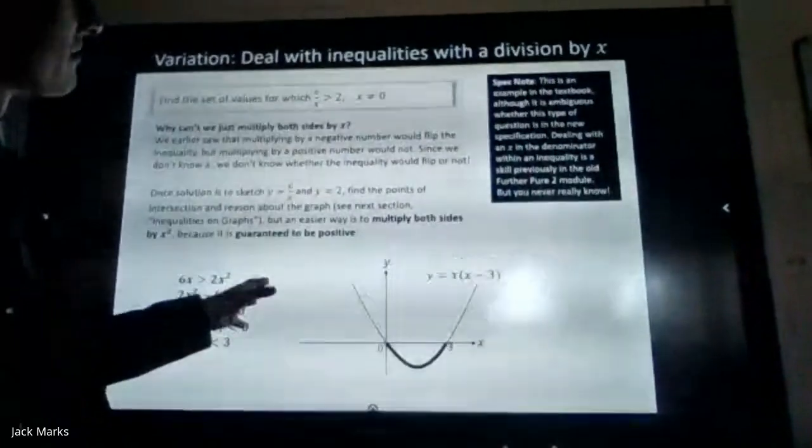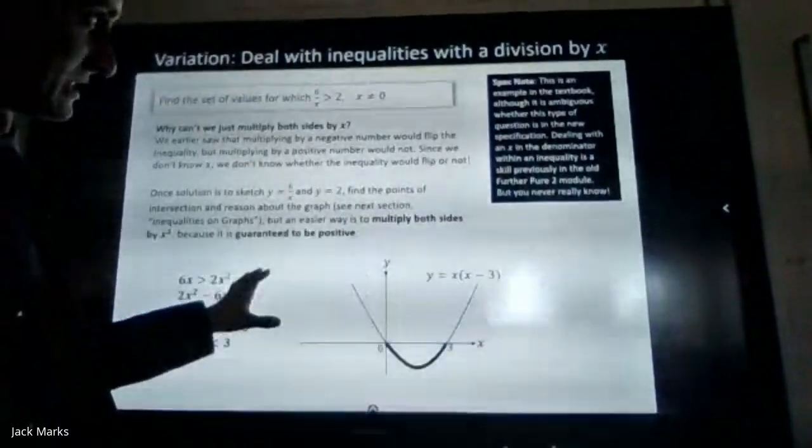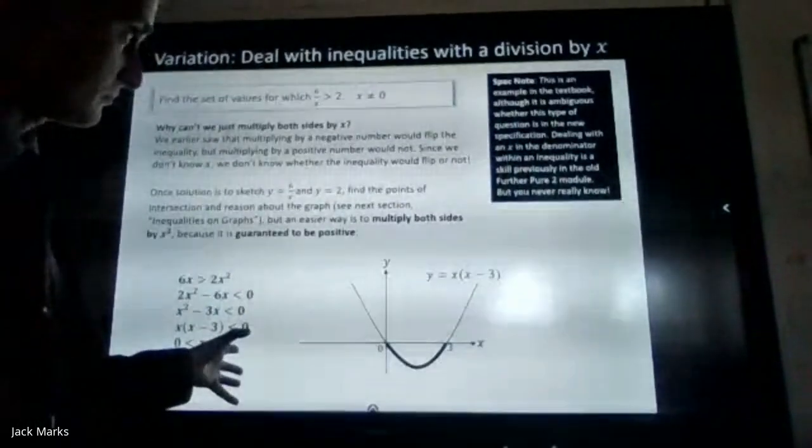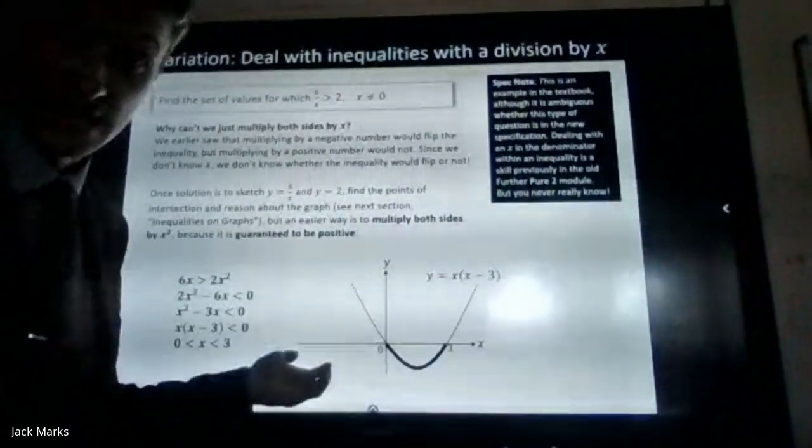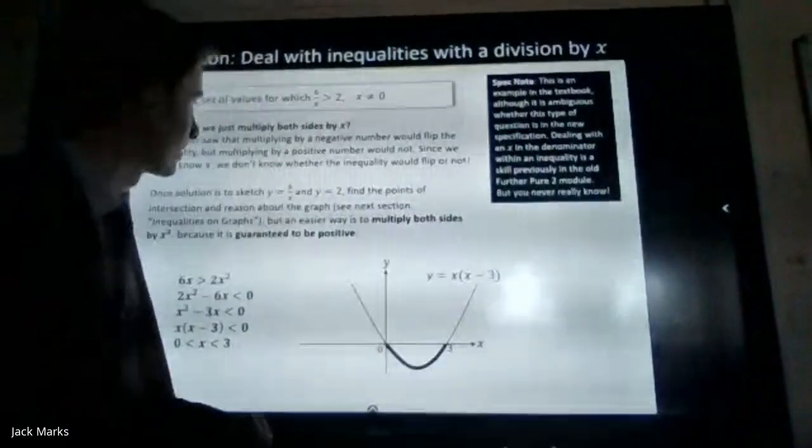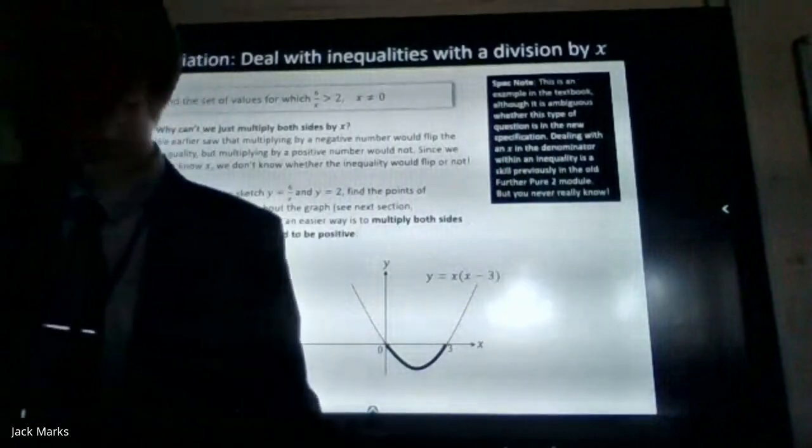This is very much something that is more related to further maths, but interestingly, it is in the textbook and it is in the slides. Okay, so a quirky situation.